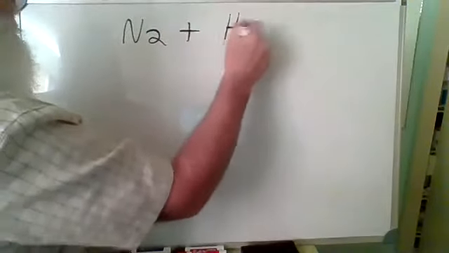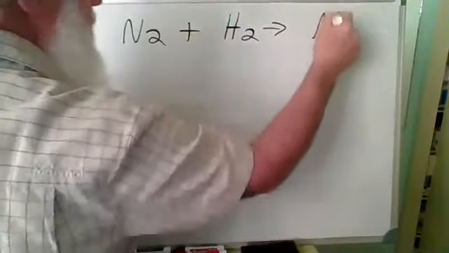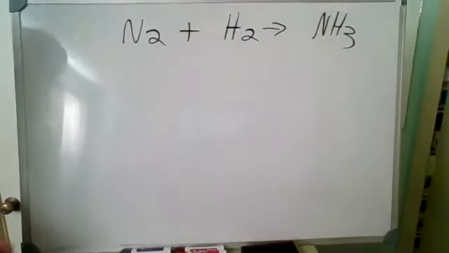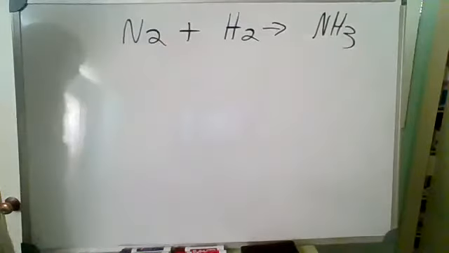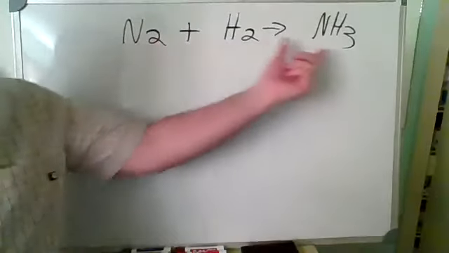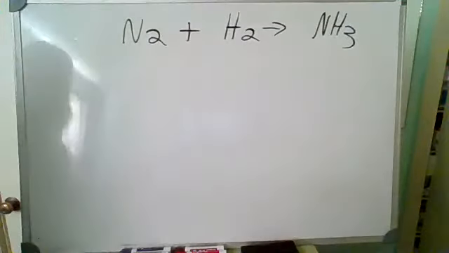So the first thing that we want to talk about in our discussion of chemical equations is how to do what's called balancing chemical equations. We're going to begin with a very, very simple chemical equation. Okay, so here we go. This is the combination of nitrogen gas with hydrogen gas to give us ammonia gas.